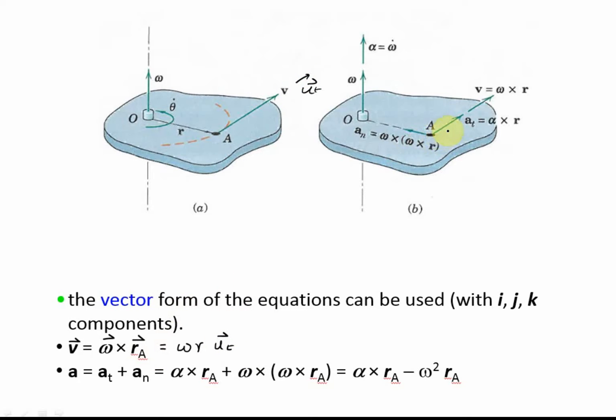And how about the acceleration? Acceleration has a tangential and a normal component. This is tangential, and this is normal. So this is purely vector expression. But we know that this is alpha r in the ut direction and minus omega square r in the normal direction. Okay, so in terms of scalar, alpha r is always the tangential component of acceleration, and omega square r is the normal component for any point A.